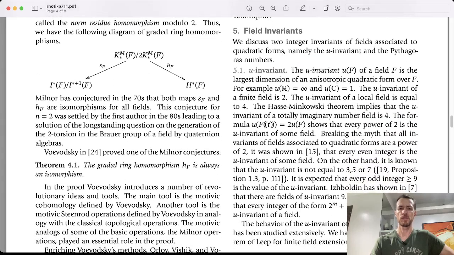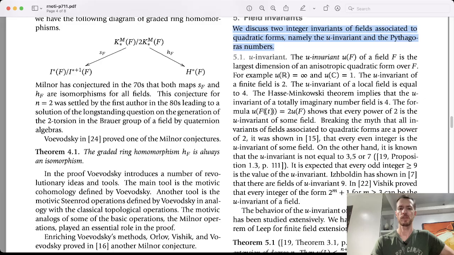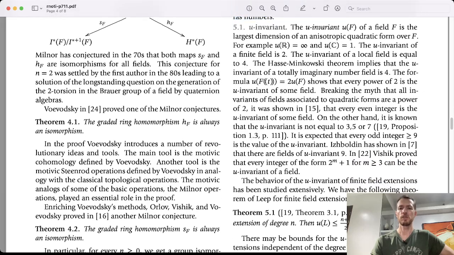Field invariants. We discussed two integer invariants of fields associated with quadratic forms, namely the u invariant and the Pythagoras number. The u invariant of a field big F is the largest dimension of an anisotropic quadratic form over big F. For example, the u invariant of the reals is infinity, and the u invariant of the complex field is 1. The u invariant of a finite field is 2. The u invariant of a local field is equal to 4. The Hasse-Minkowski theorem implies that the u invariant of a totally imaginary number field is 4.